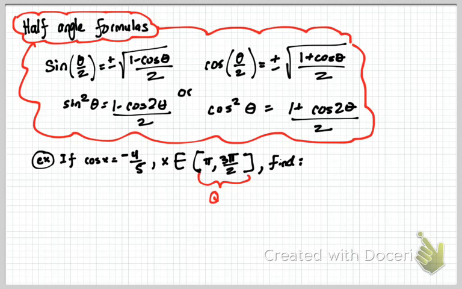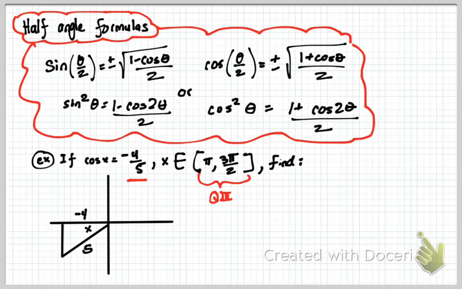Pi to 3 pi over 2 means we're in quadrant 3, and -4/5, that is not on the unit circle. So we need to draw a triangle in quadrant 3. We're using x to represent theta. And it's cosine, so adjacent over hypotenuse, so we get -4/5. Now, you could use the Pythagorean theorem, or you can notice that this is a Pythagorean triple, so this side's going to be 3, and it's actually -3 because you're going down. That gives me my three sides.